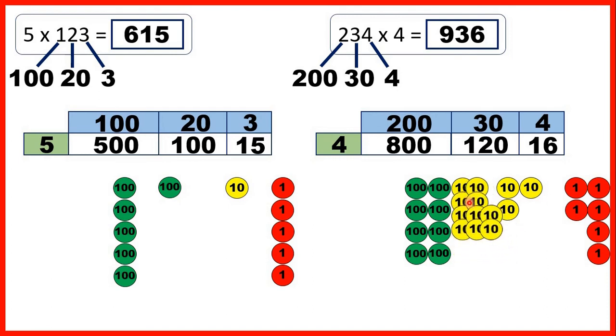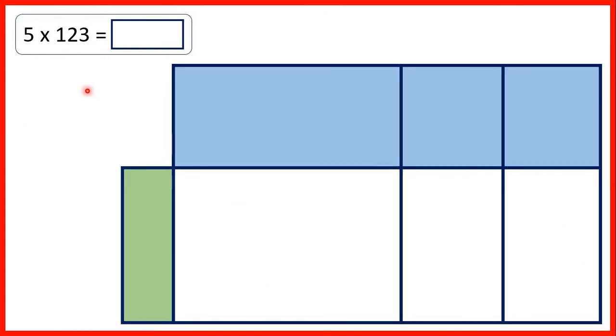We can also regroup 10 of these tens into 100. So now we have 9 hundreds, 3 tens and 6 ones. So that's 936. We could also show what we did using base 10 blocks.